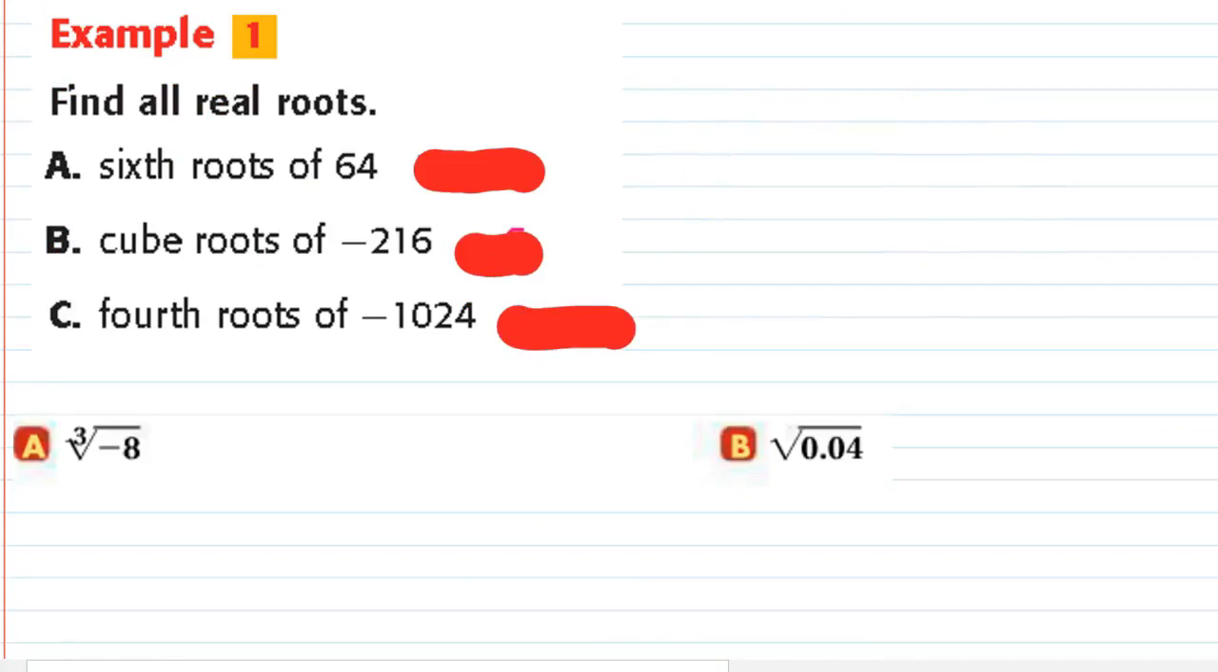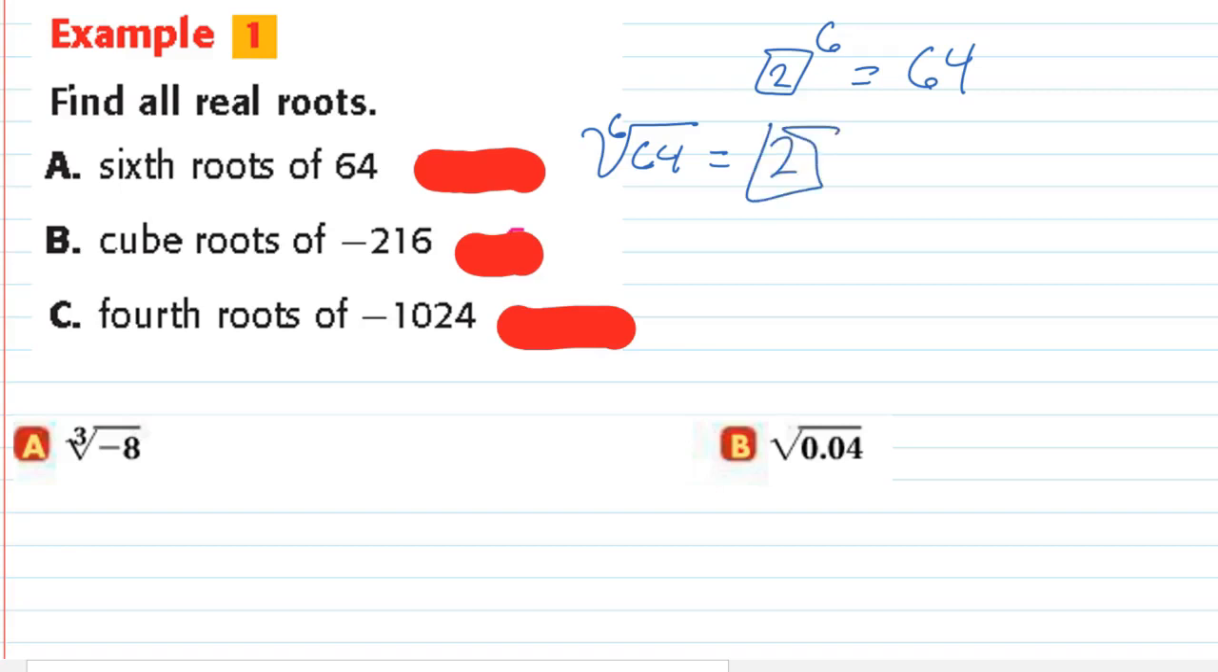If I have the sixth root of 64, we would write that so that it looks like that. What you're asking yourself is, what number to the power of 6 is equal to 64? And that gives us an answer of 2. So 2 to the power of 6 is 64, which means the sixth root of 64 is equal to 2. So that would be my answer. Now notice, this is an even index, so that means I'm going to have 2 or negative 2 as my answers.